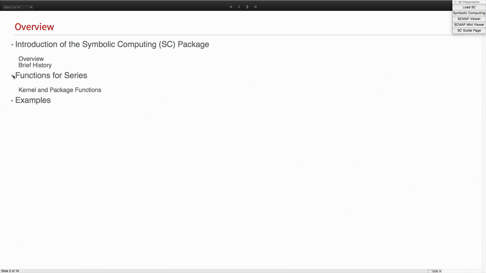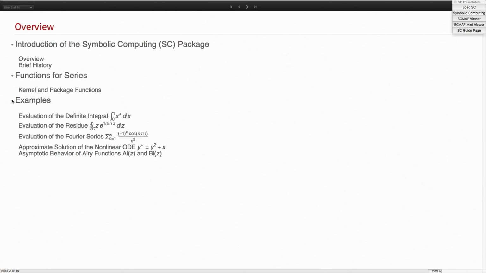overview and the brief history, and then I'll show you some of the functions that are used for the mathematics of series, kernel and the package functions, and I'll show you some examples for using the functions in the package for these topics. I chose these topics to show you that the mathematical functions are not enough to evaluate these quantities, like the definite integral shown here, the residue, the Fourier series, the approximate solution of a nonlinear ODE, and the asymptotic behavior of the Airy functions Ai and Bi.